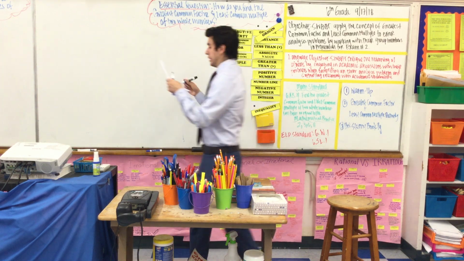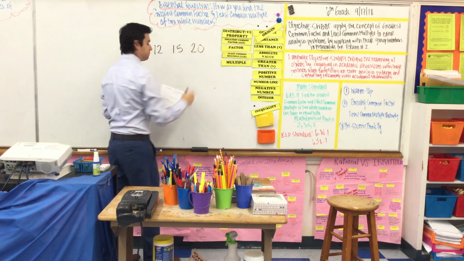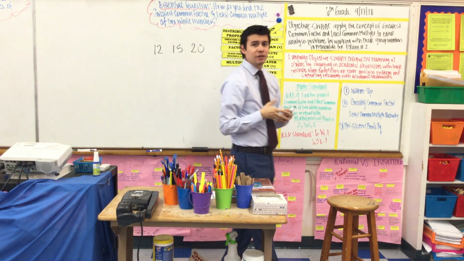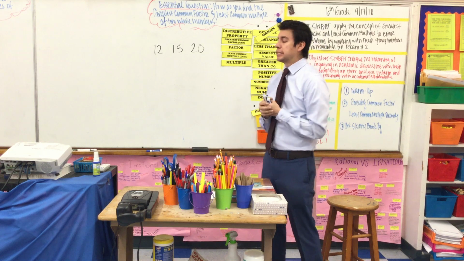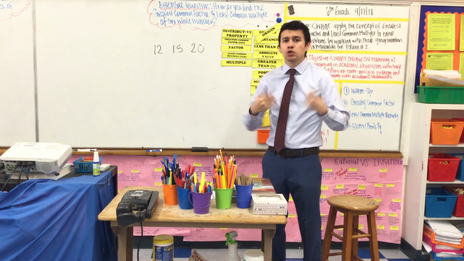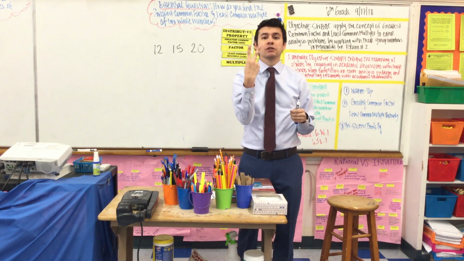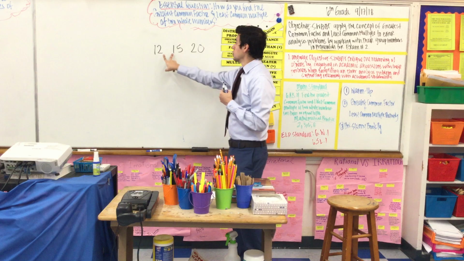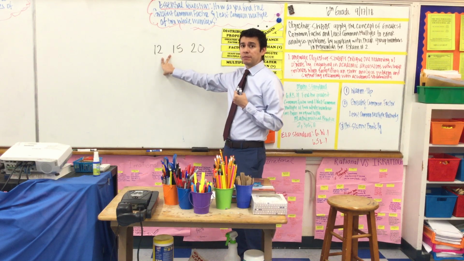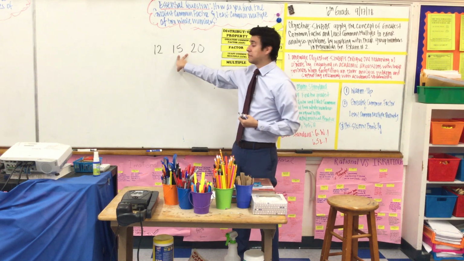Okay, so number 3: 12, 15, 20. You ask yourself, can I factor out a number from these 3 digits? No, you can't. So when you cannot factor out a number from the 3 digits, look at them in pairs. Hopefully pairs work. 12 and 15, can I take out something from 12 and 15? Yes, a 3.